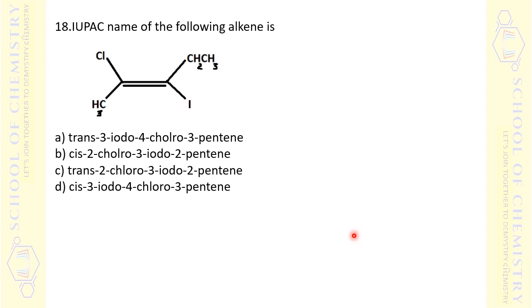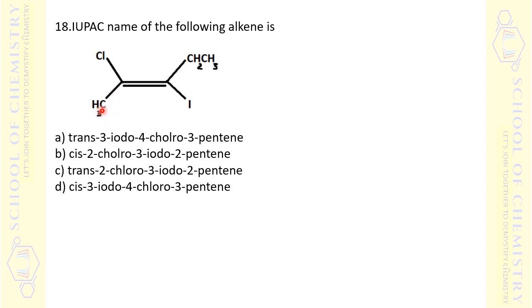Let's begin with the first question. It is a very simple one, based on IUPAC nomenclature of organic compounds. They have given the structure, and for this structure you need to identify the correct IUPAC name. For this we need to do the numbering first, right? So we need to select the long chain. This will be the longest chain, containing 5 carbon atoms: 1, 2, 3, 4, 5.